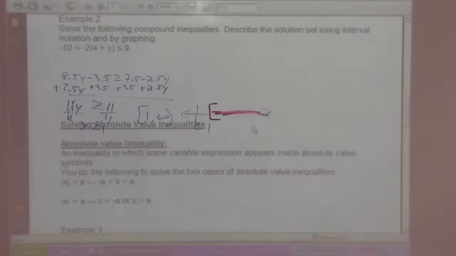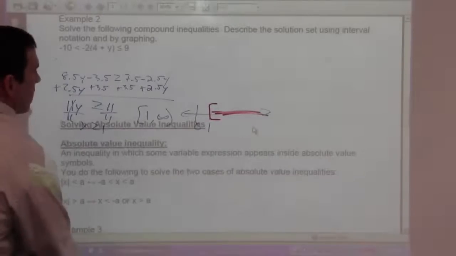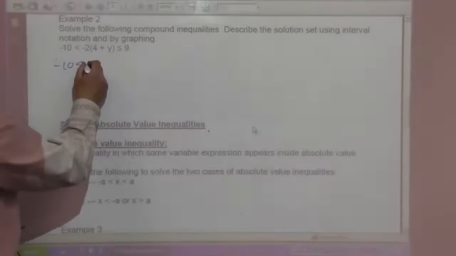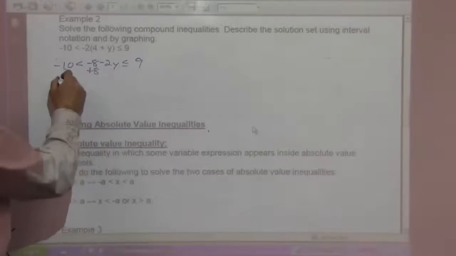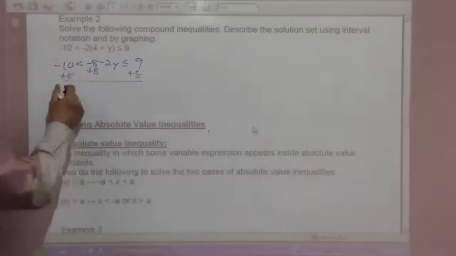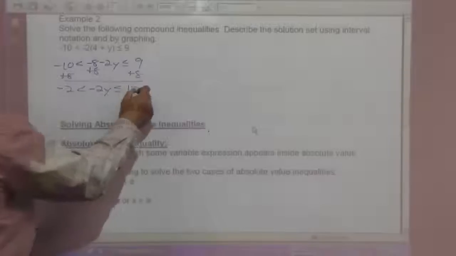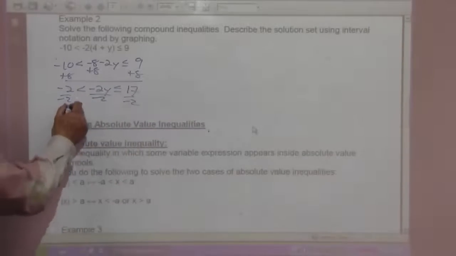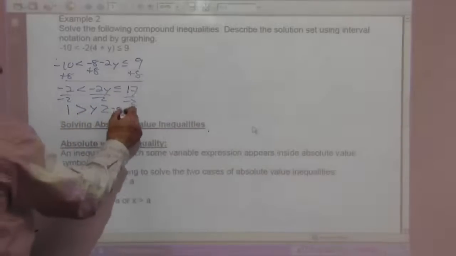So solve the following compound inequalities, or it's only one. Describe the solution set using interval notation and by graphing. So we'll have negative 10 is less than negative 8 minus 2y less than or equal to 9. I'll add 8 to all three parts, and I'll have negative 2 is less than negative 2y less than or equal to 17. Divide by negative 2, check it out, it's negative 2, so it's going to switch the signs. 1 is greater than y, greater than or equal to negative 8.5.